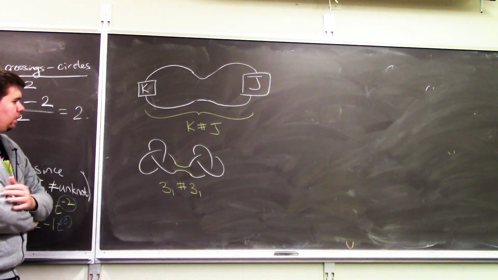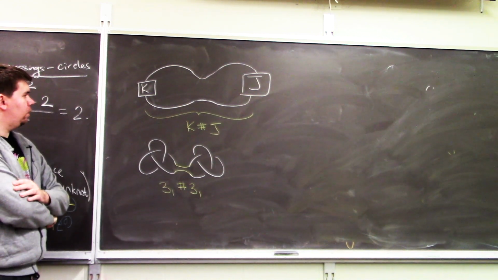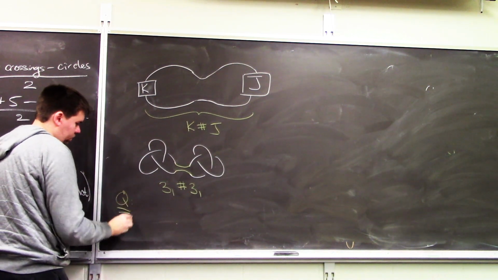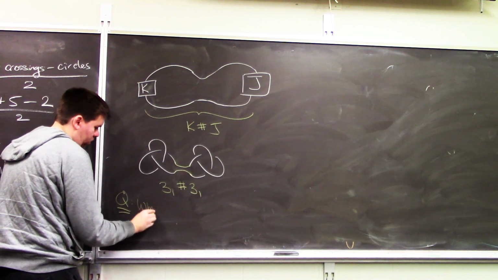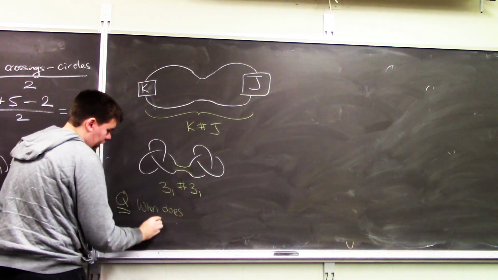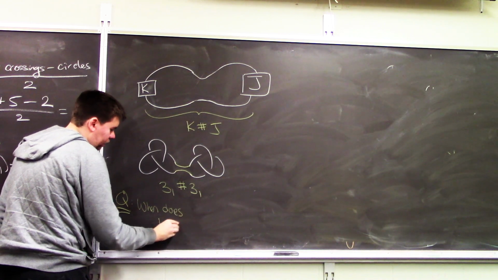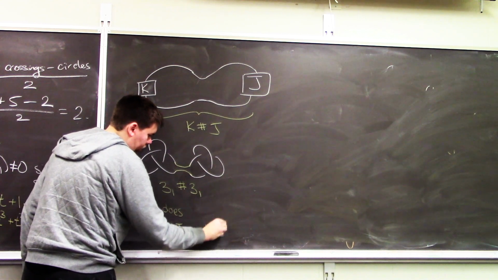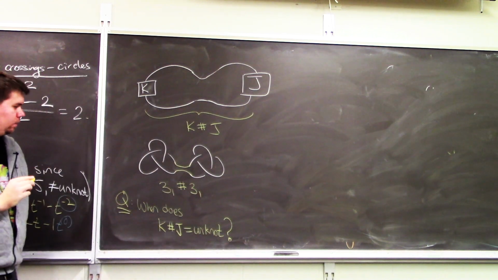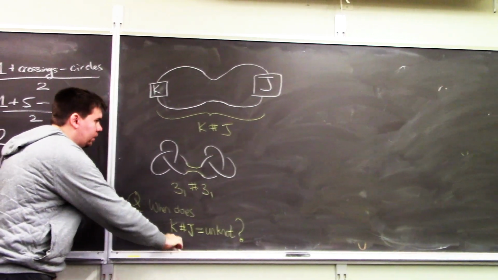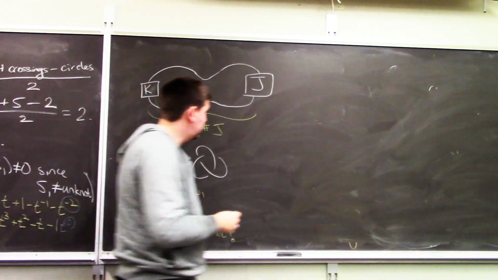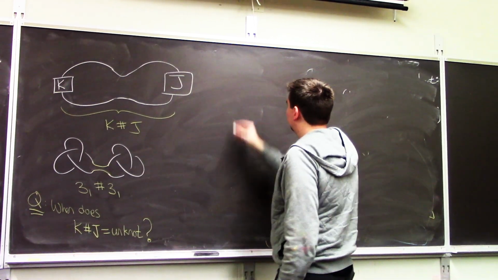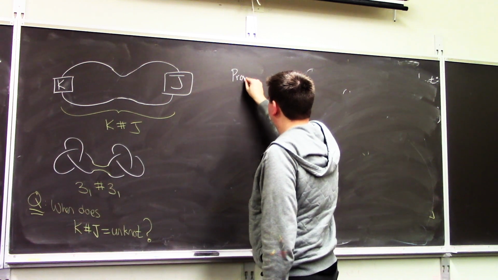And our question is, can we ever get knots to cancel? Can we ever find, question, when does K combined with another knot come out to equal the unknot? To answer this, let's think about genus. How does genus play with connect sum? So I'll write this as a proposition.